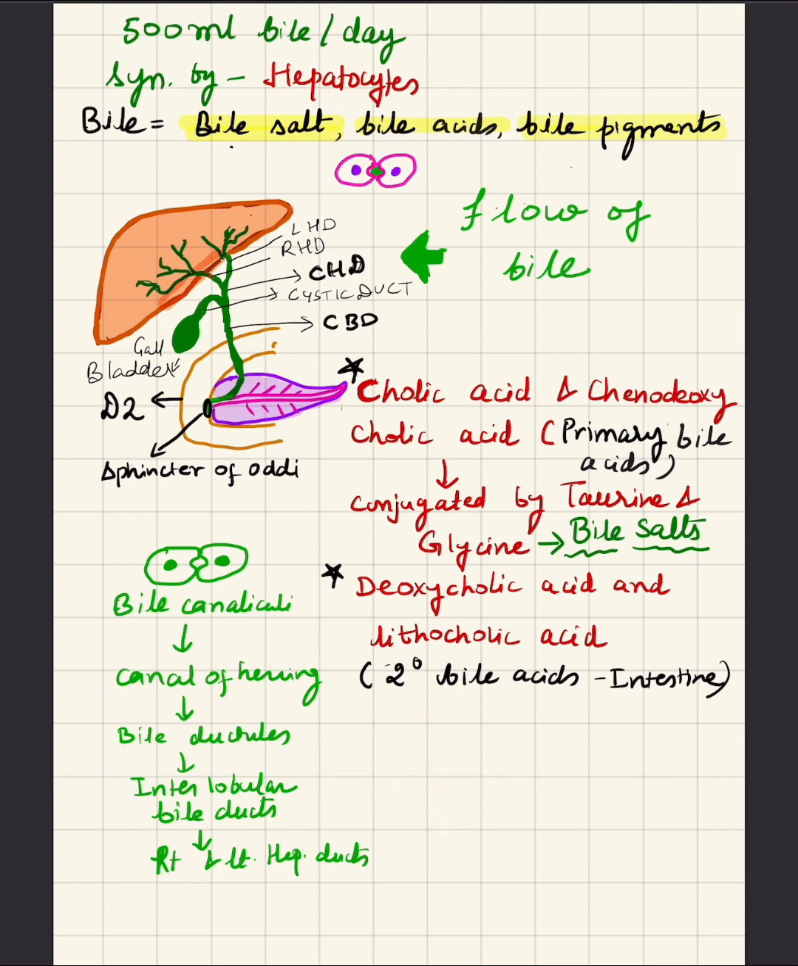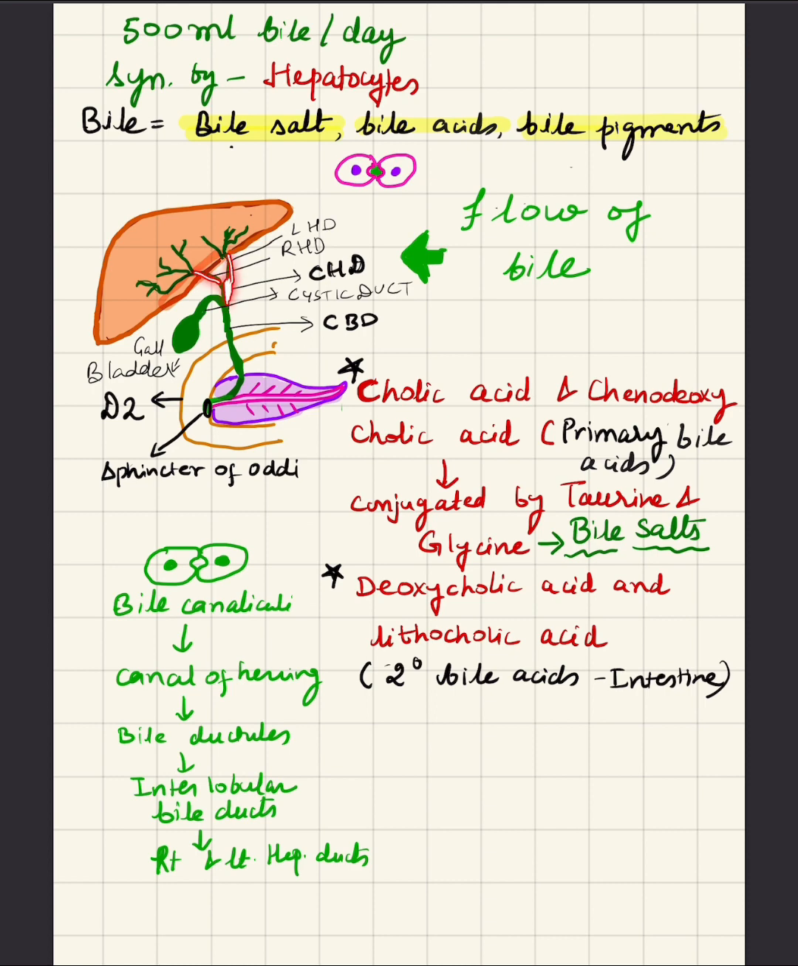After that they will go into the right and left hepatic ducts. So from the various portal triads, the bile ducts pour the bile into the right and left hepatic ducts, and the right and left hepatic ducts lead to the common hepatic duct. So this is the right hepatic duct, this is the left hepatic duct, and this is the common hepatic duct.